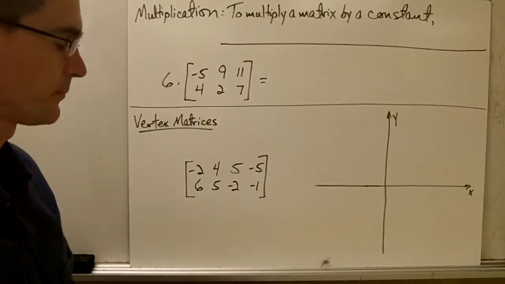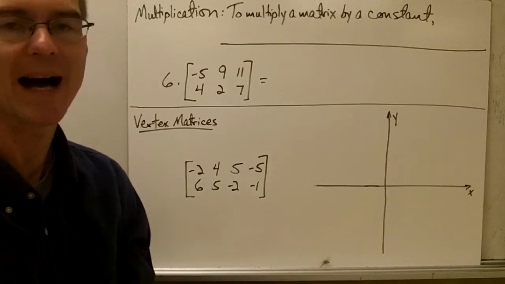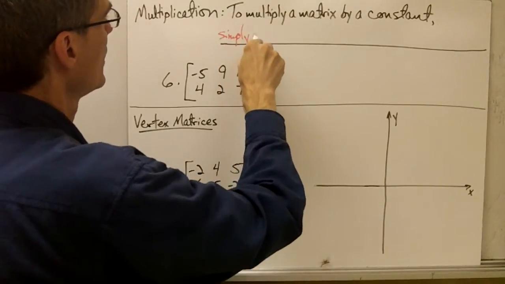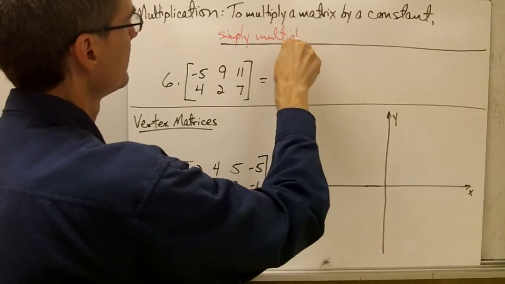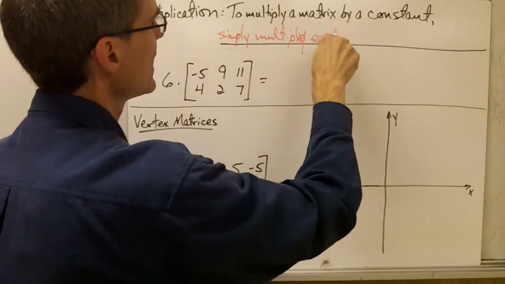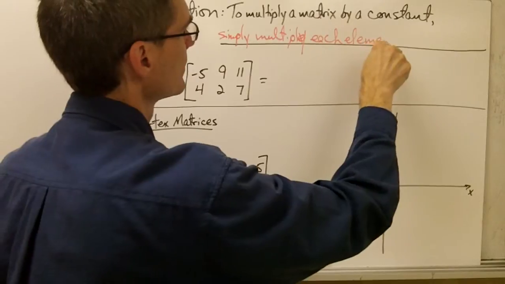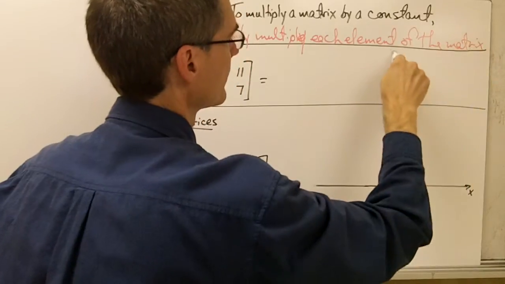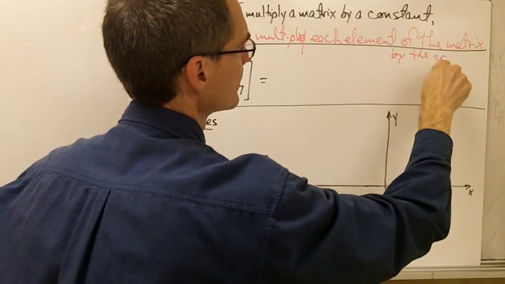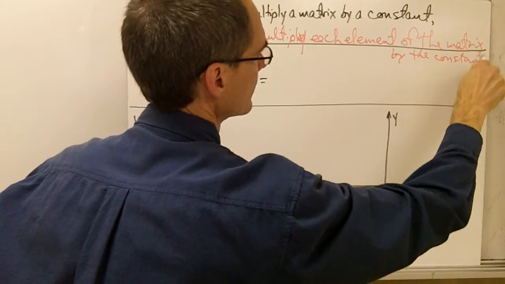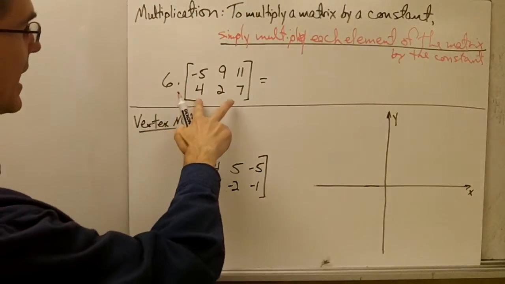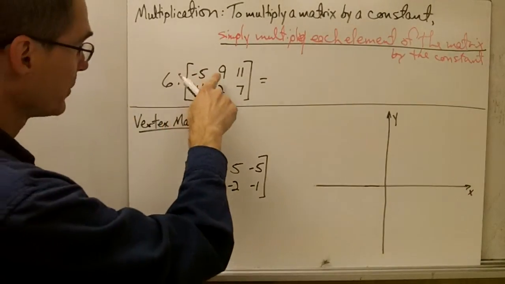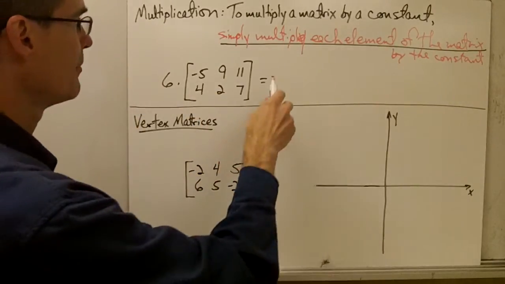Okay, multiplication. To multiply a matrix by a constant, you simply multiply each element of the matrix by the constant. So for example, if I wanted to multiply this matrix, this 2 by 3 matrix, times this constant 6, I just multiply each one of the elements of this matrix by 6.